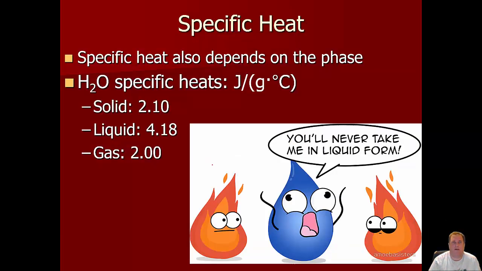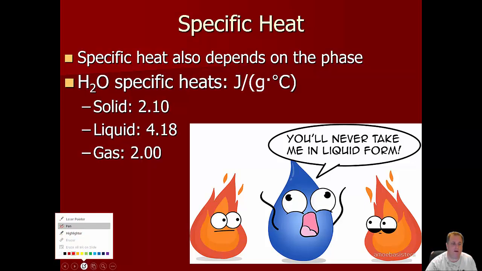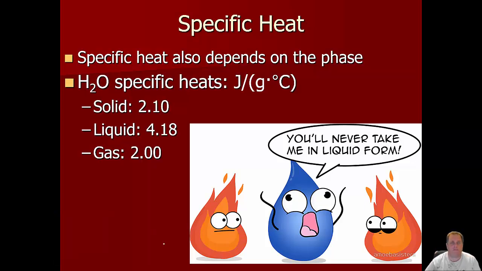So specific heat not only depends on what the substance is, but what phase it's in. So if we look at water, here we're giving the units in joules per gram degrees Celsius. So let's look at that a second.